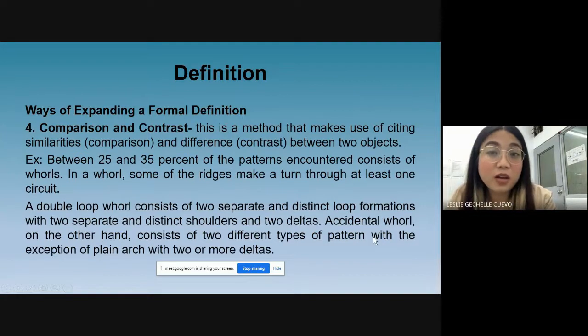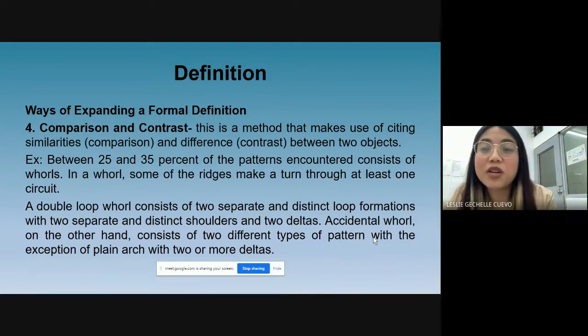And then another way of expanding formal definition is by comparison and contrast. This is a method that makes use of citing similarities kung kino-compare mo siya and difference kung contrast. So between two objects. So example, between 25 and 35% of the patterns encountered consists of whorls. Familiar na siguro kayo dito, no? Whorls. In a whorl, some of the ridges make a turn through at least one circuit.